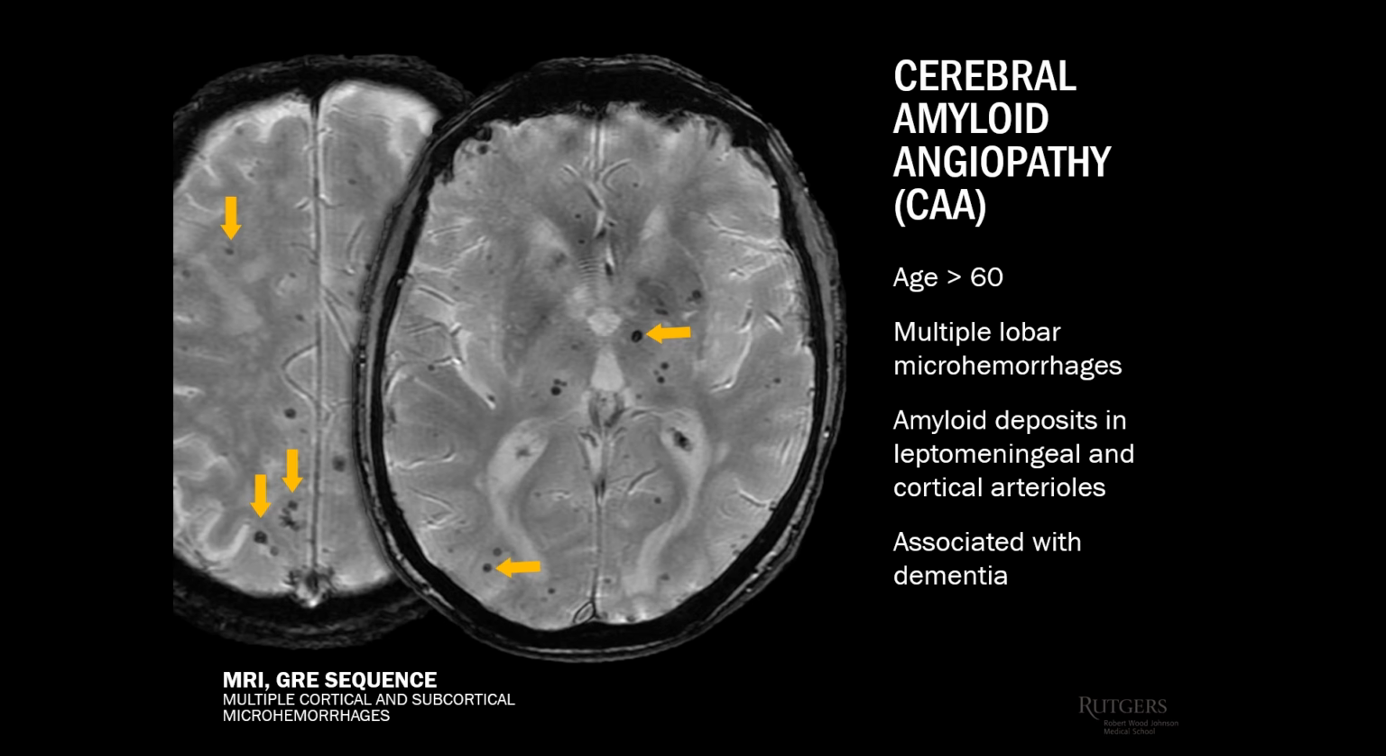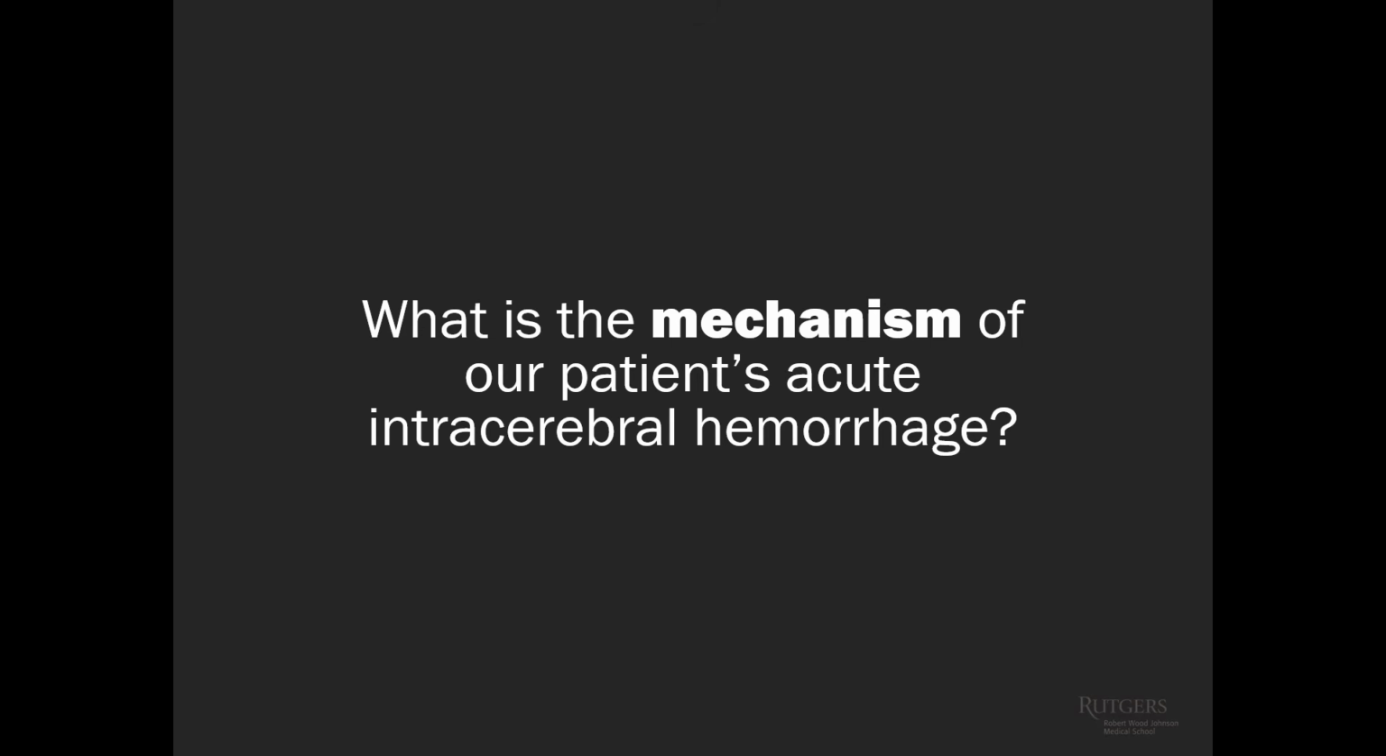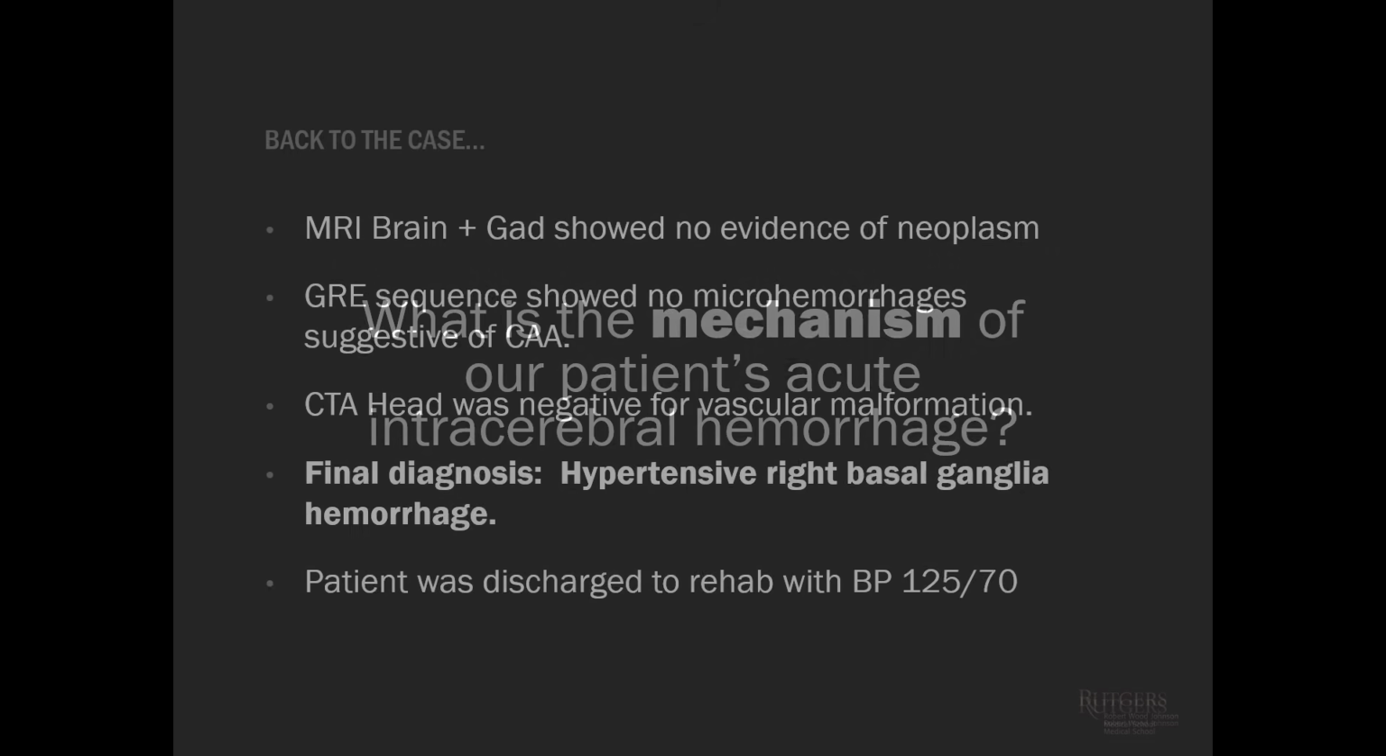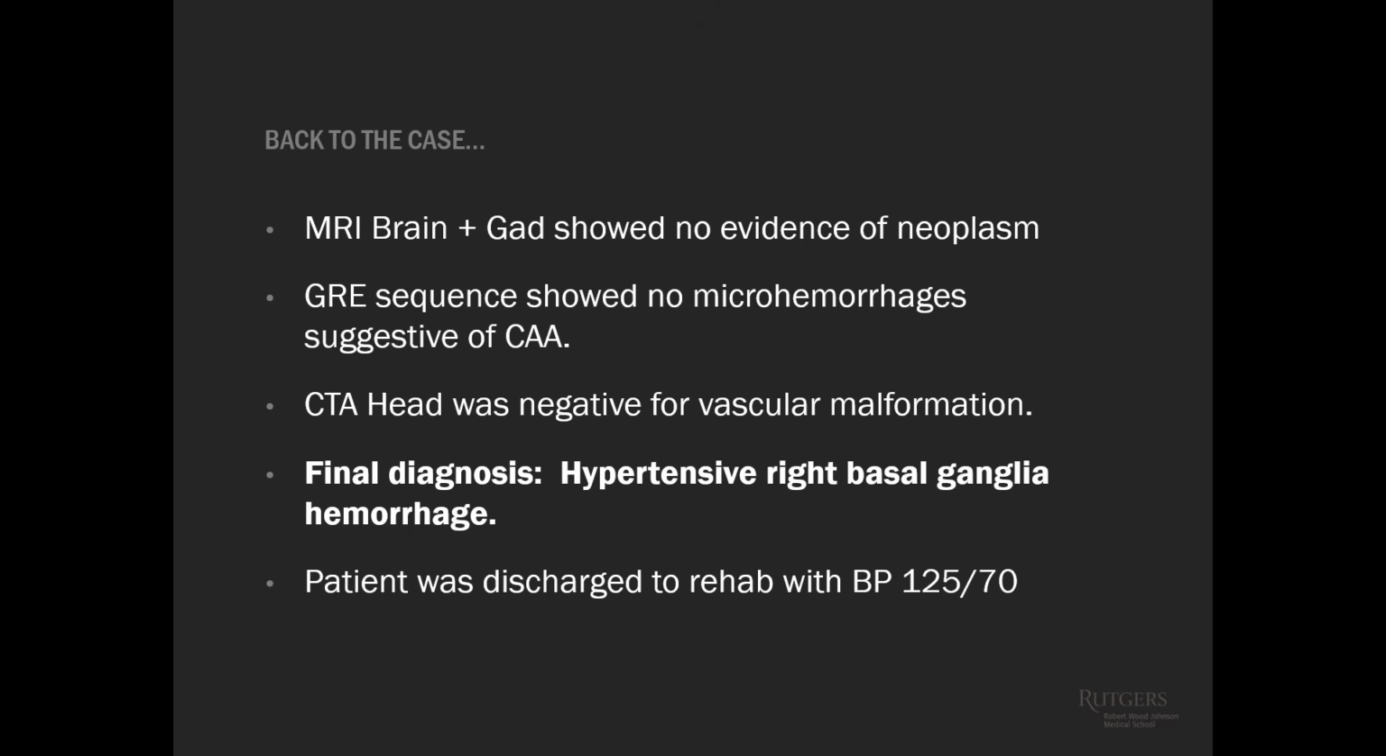So now that you understand the differential diagnosis, what is the mechanism of our patient's hemorrhage? Think about it. You're absolutely right. His hemorrhage is due to small vessel disease or hypertensive. So back to our case. MRI of the brain with gadolinium showed no evidence of neoplasm. The GRE sequence of the MRI showed no other microhemorrhages, so we're not thinking CAA. CTA of the head was negative for vascular malformation. The final diagnosis in this case is hypertensive right basal ganglia bleed, also known as small vessel disease. And patient was discharged to rehab with a blood pressure of 125/70.